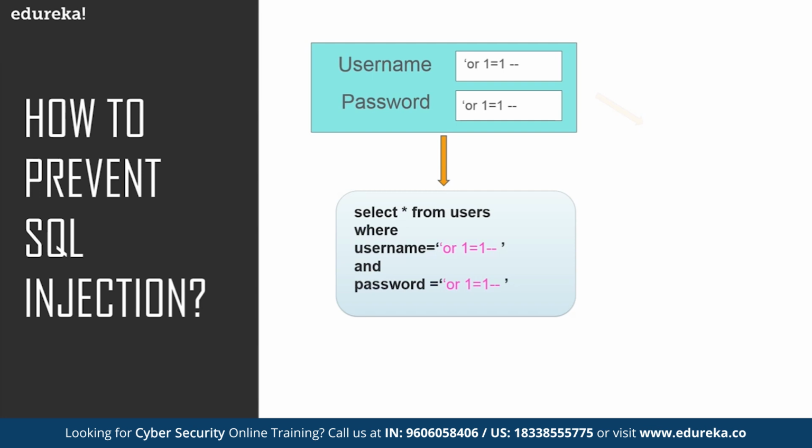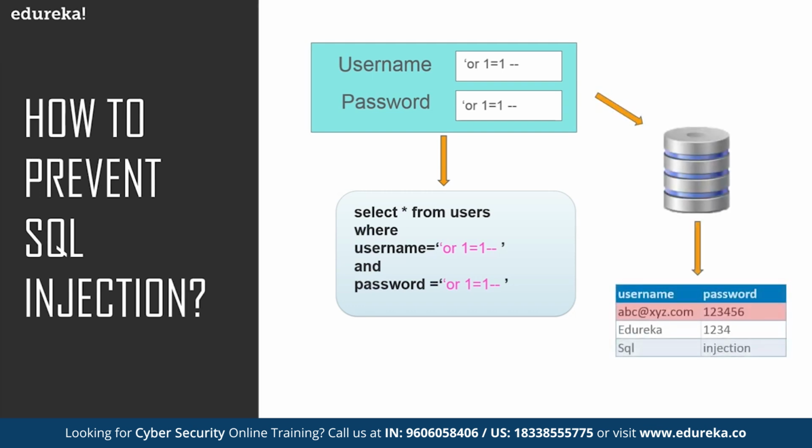So when you use the bind parameter, even if you give this malicious string as the input, it is sent to the database as a string, it is cross-checked with the username and the password in the database table, and because there is no match, the login will be unsuccessful. This is one way how you can prevent SQL injection.